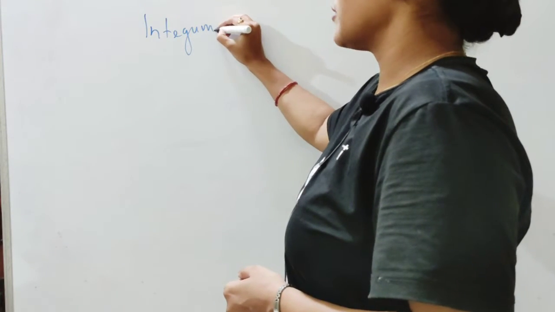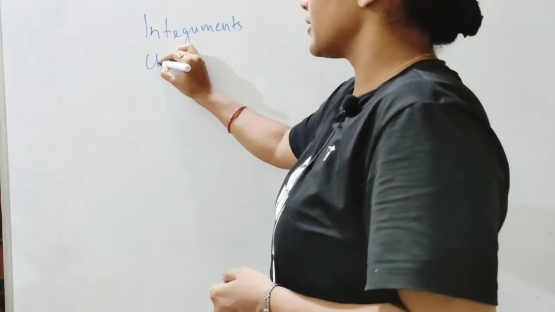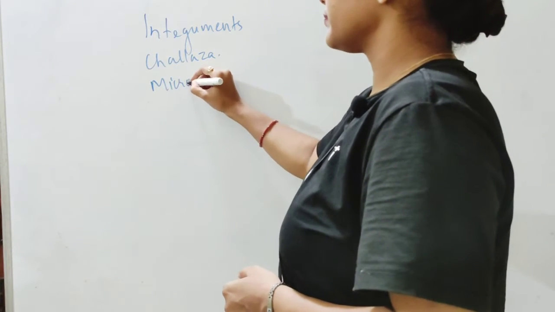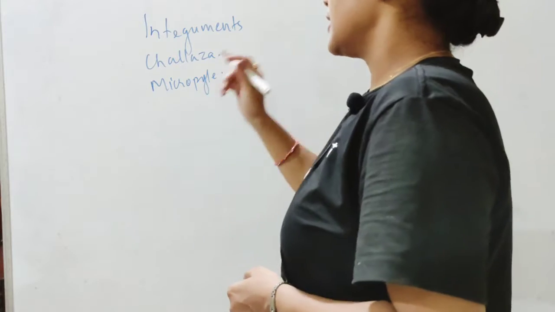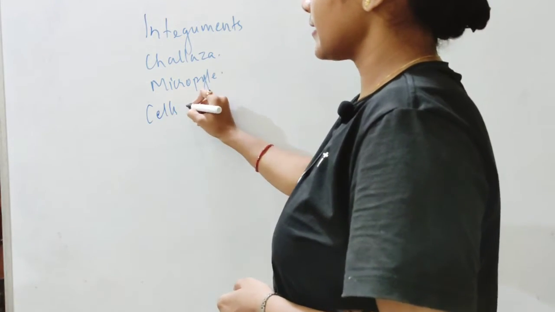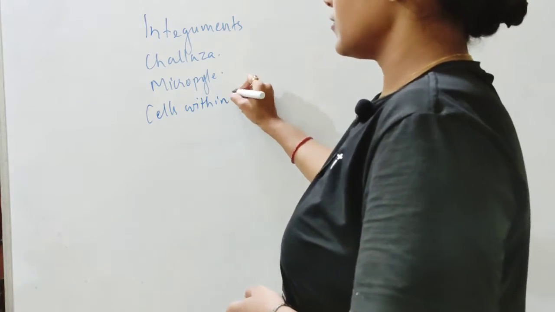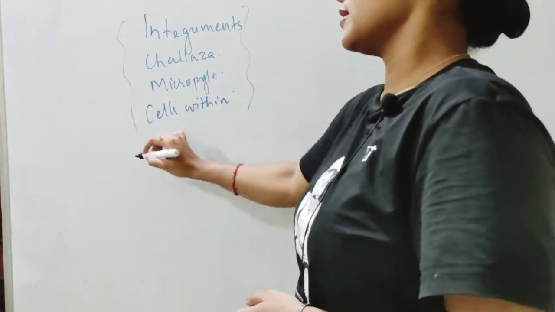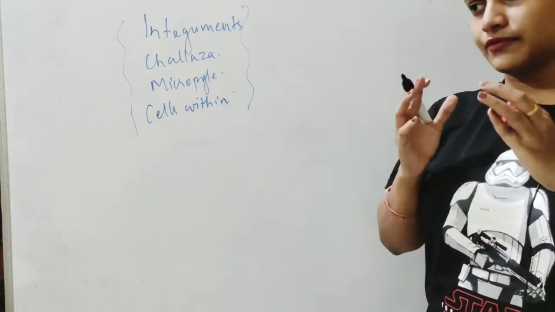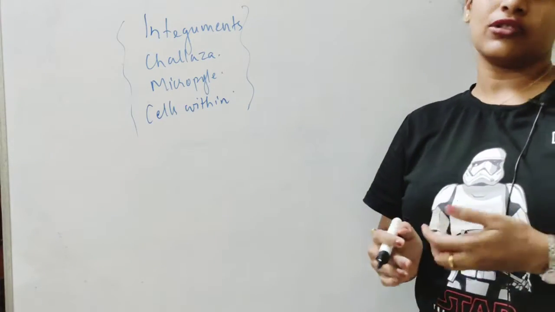First is your integuments, the chalaza, then you have the micropyle, then you can say a bit about the cells within. So overall, these are the most important terms which you need to elaborate when you are going to describe the structure of an ovule.